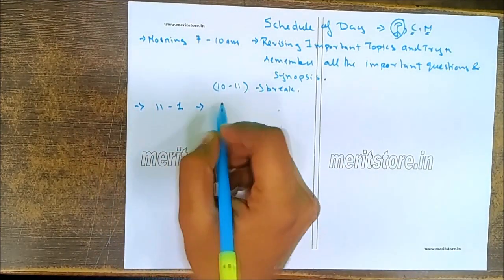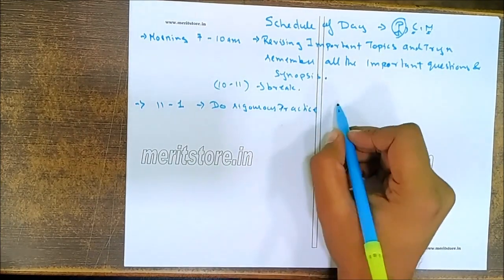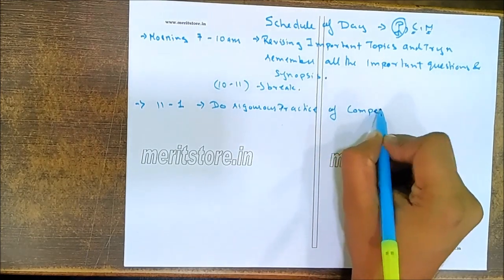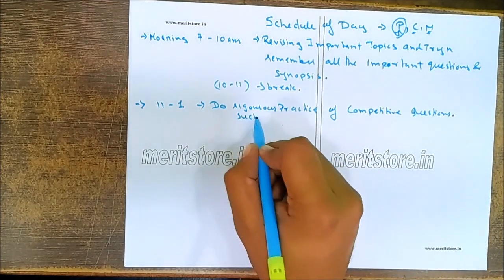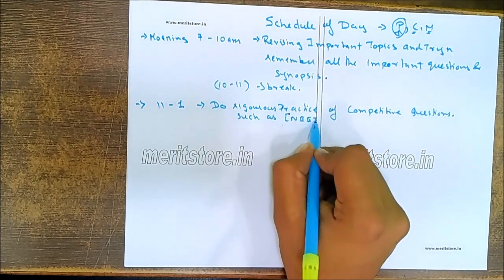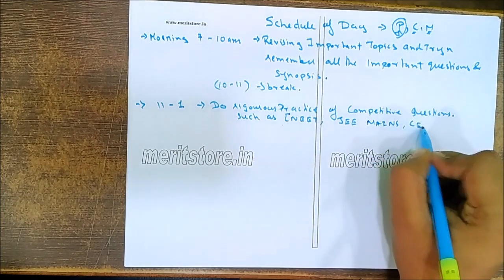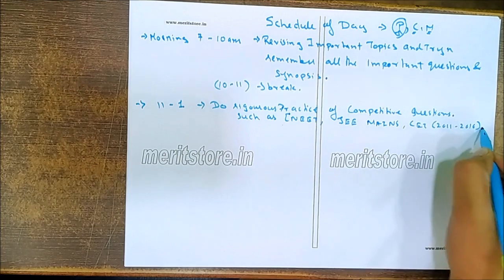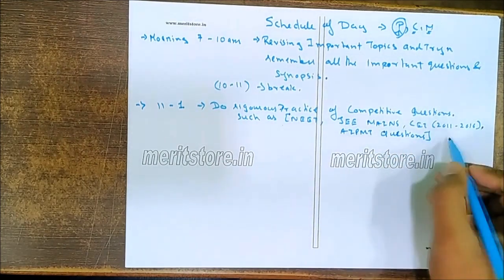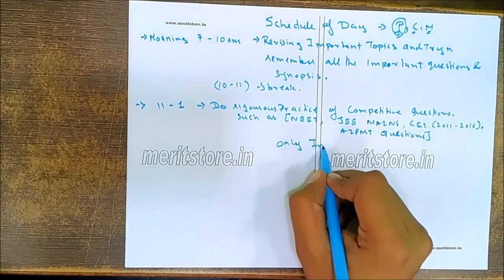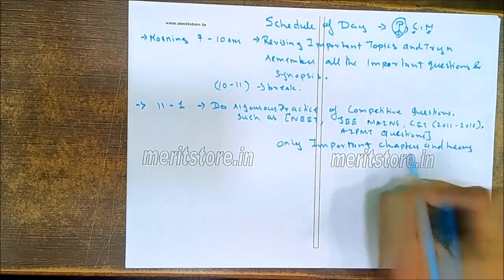From 11 to 1, that means 2 hours, do rigorous practice. Now 2 hours is not much, so do rigorous practice of only competitive questions. What do you understand by competitive questions? The questions which have arrived in certain examinations, only those questions. And I know it's not feasible to cover all the chapters in these sessions, so we can concentrate on the important chapters or whatever is your strength on those questions and those chapters, and only important chapters and heavy chapters. Heavy means weightage.